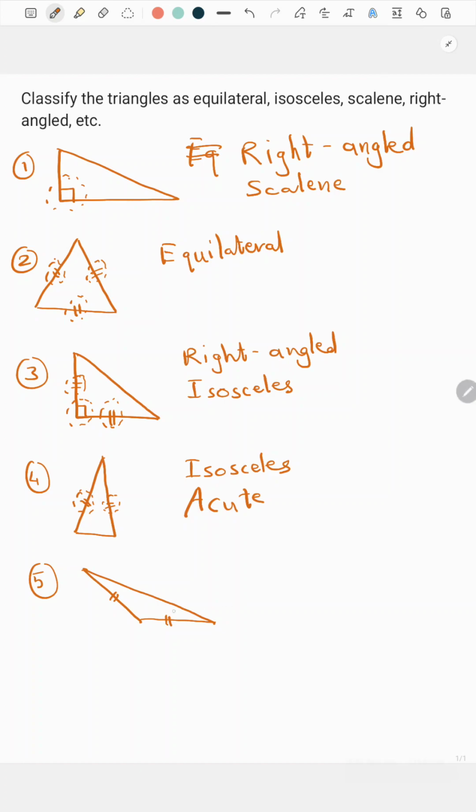In the fifth figure, this is again an isosceles triangle. Because this angle here is bigger than 90 degrees, it is an obtuse angle triangle.